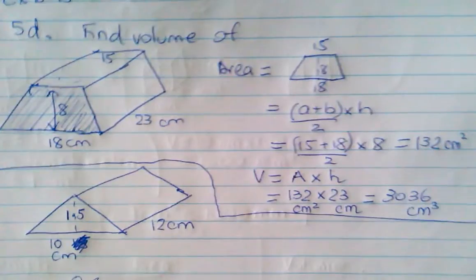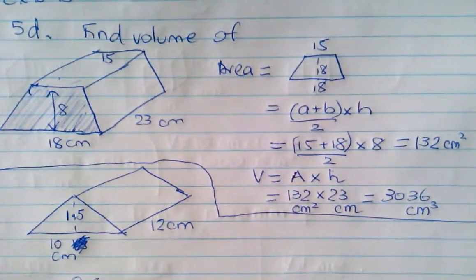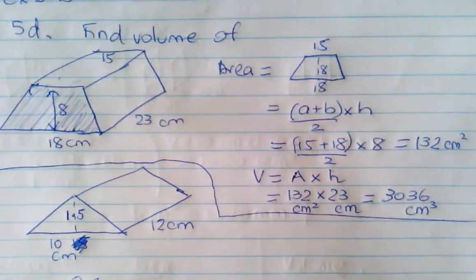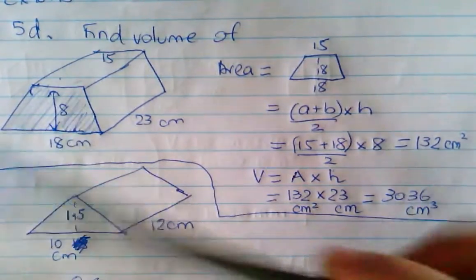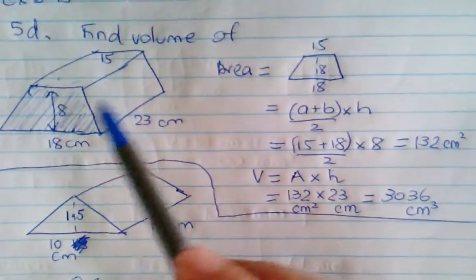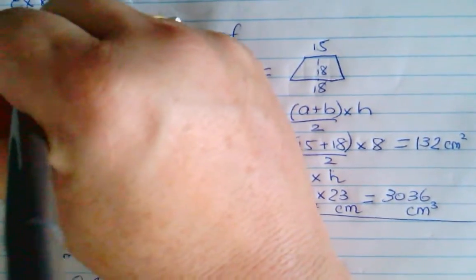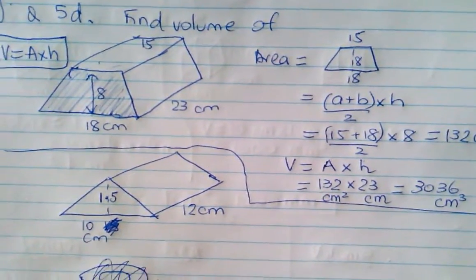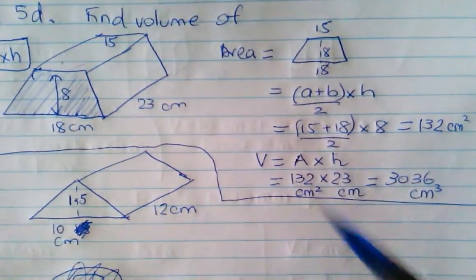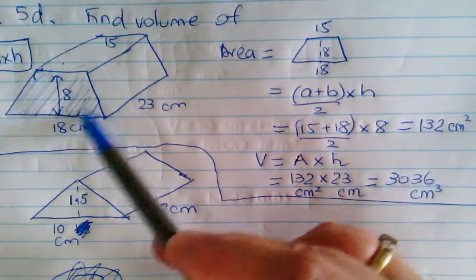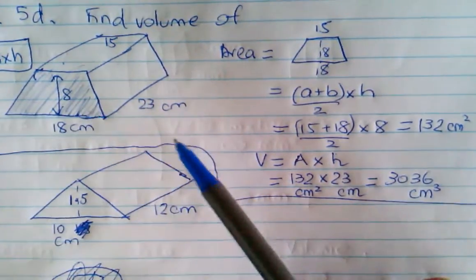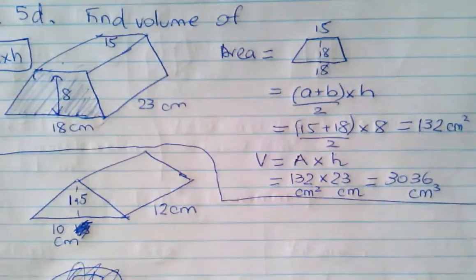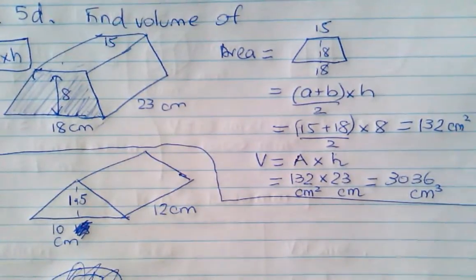Always two steps. This is a prism. You understand why it's a prism and not a pyramid, this one, don't you? Because it's got a uniform cross-section. Volume of any prism is area of the cross-section times the height. How far back it goes is the height. First step is to find the area of the uniform cross-section, the shape that never changes. Work that out and multiply by how far back it goes.